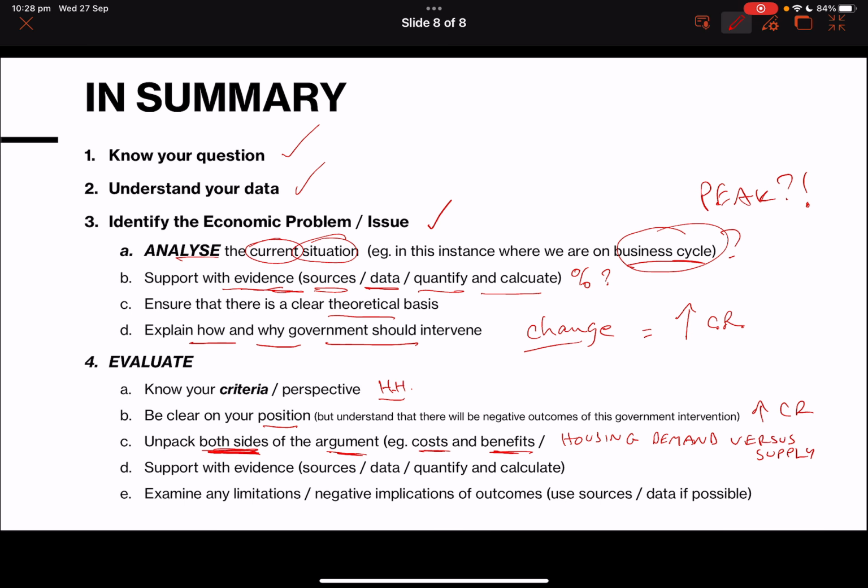Okay, support it with the evidence, sources, data, quantify, calculate, and the limitations. I mean, in the one here, the limitation or the negative implications, the one in this one's debt. Okay, now, if I look back across the marking guide, if you kind of went through that process, it doesn't mean you're going to hit every single mark for that 28 mark question. Okay, there's probably something you'll miss along the way.